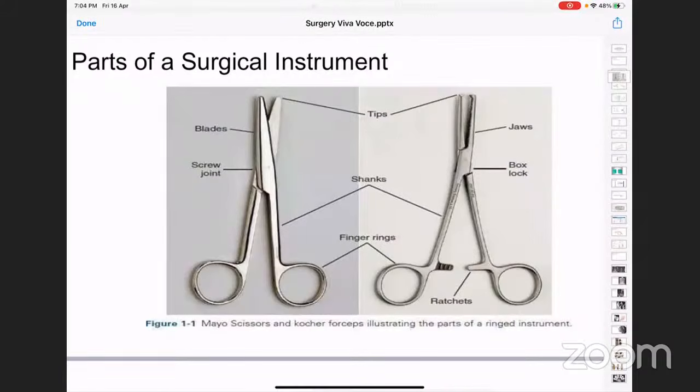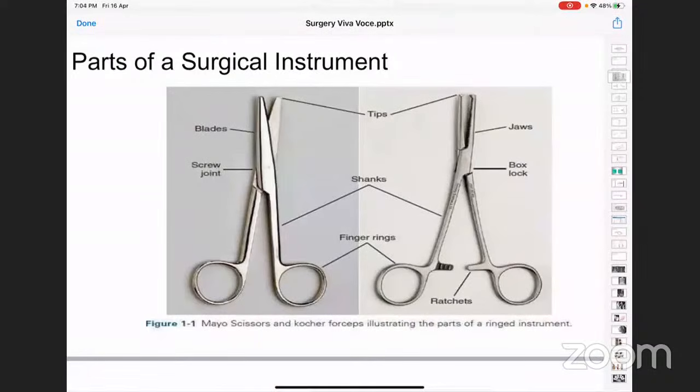So every surgical instrument has a few basic parts. All of them have some mechanism by which you hold the instrument. That part is the handle. Most instruments have finger rings, as you can see in the picture here. Then they have a staff or a shank. That is the part between the blades of the instrument and the handle of the instrument. These shanks or shafts are of variable lengths.